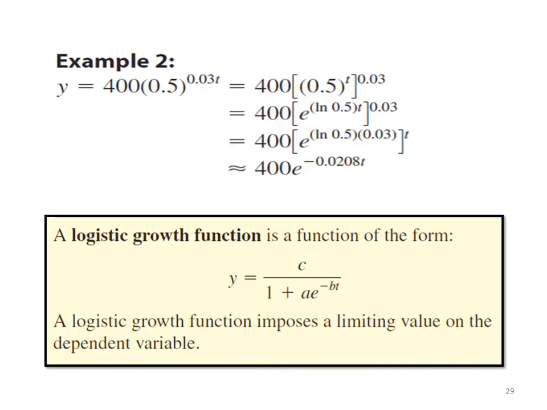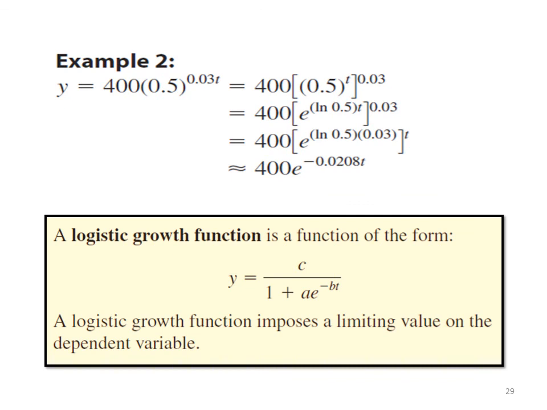Here is an example where we have a model with base equal to 0.5. We would like to rewrite it so that the base will be e. So we have y equal 400 times 0.5 raised to the power 0.03t. The first step is we can write the expression as 400 times 0.5 raised to the power t, and everything raised to the power 0.03. Now if you multiply the outside and inside power, you'll get the model you started with. So we have not changed anything.